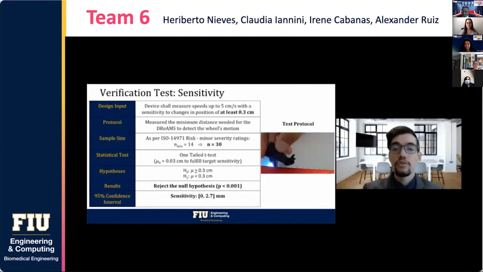Since the Renuvion leaves a 3 millimeter diameter area of effect on the epidermis, the DREAMS must detect changes in position of at least 3 millimeters. To test the sensitivity of the DREAMS, the device was slowly moved alongside a ruler until it measured a change in position. A one-tailed t-test was performed and the result was a p-value less than 0.05, indicating we're able to reject the null hypothesis and that the experimental sensitivity passed the test.